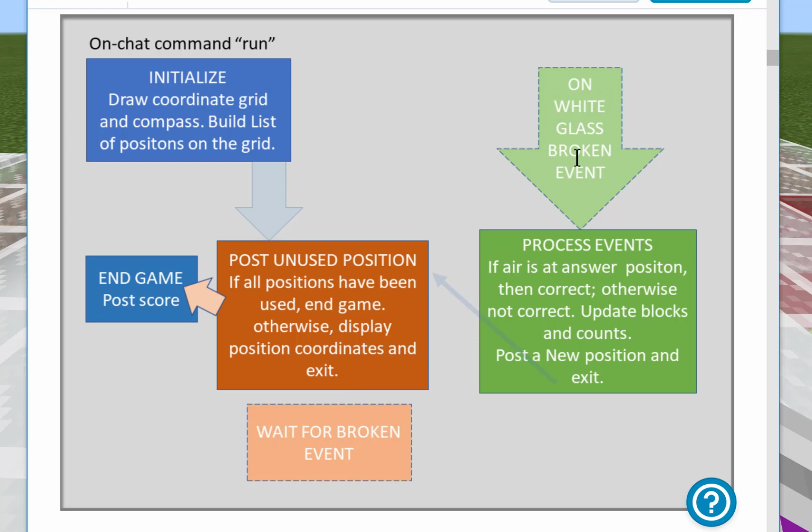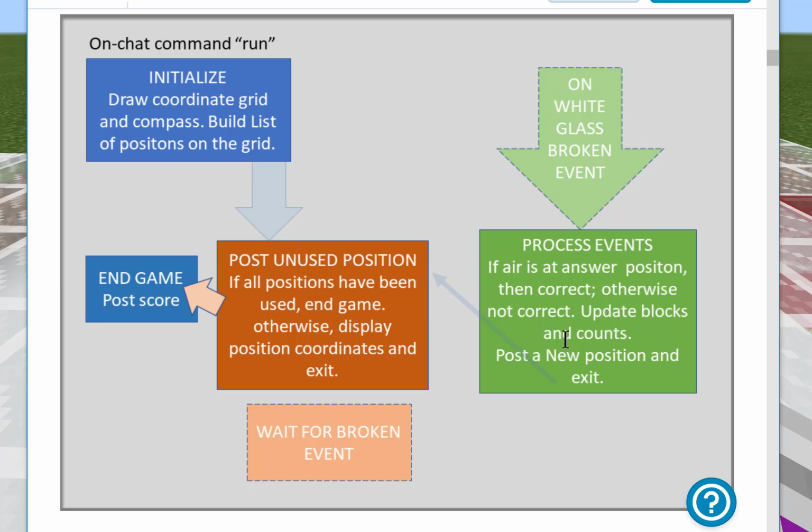So when the user breaks a white glass block, the question is, was that the right answer? In other words, does that block correspond to the posted coordinates? The way the program tells, I think, is kind of sneaky. It tests to see if there's error at the position that is the answer. Now, the answer was remembered over here when the coordinates were posted. So it tests that remembered answer to see if it's error, and if it is error there, it's correct. And if there's not error there, it's wrong.